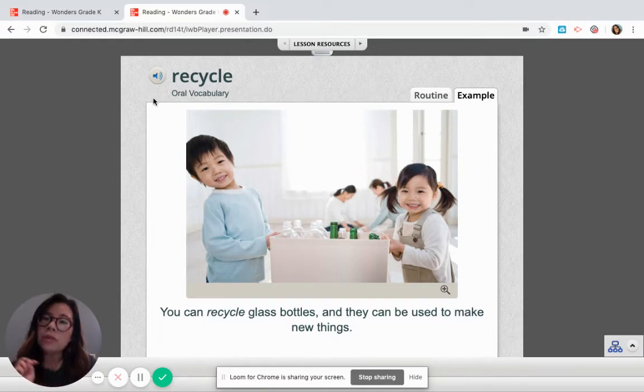Plastic bottles, cans, paper, newspaper, those are all things that we can recycle and be broken down to make new bottles or cans or paper. So think of some things that you can recycle and draw in your box.